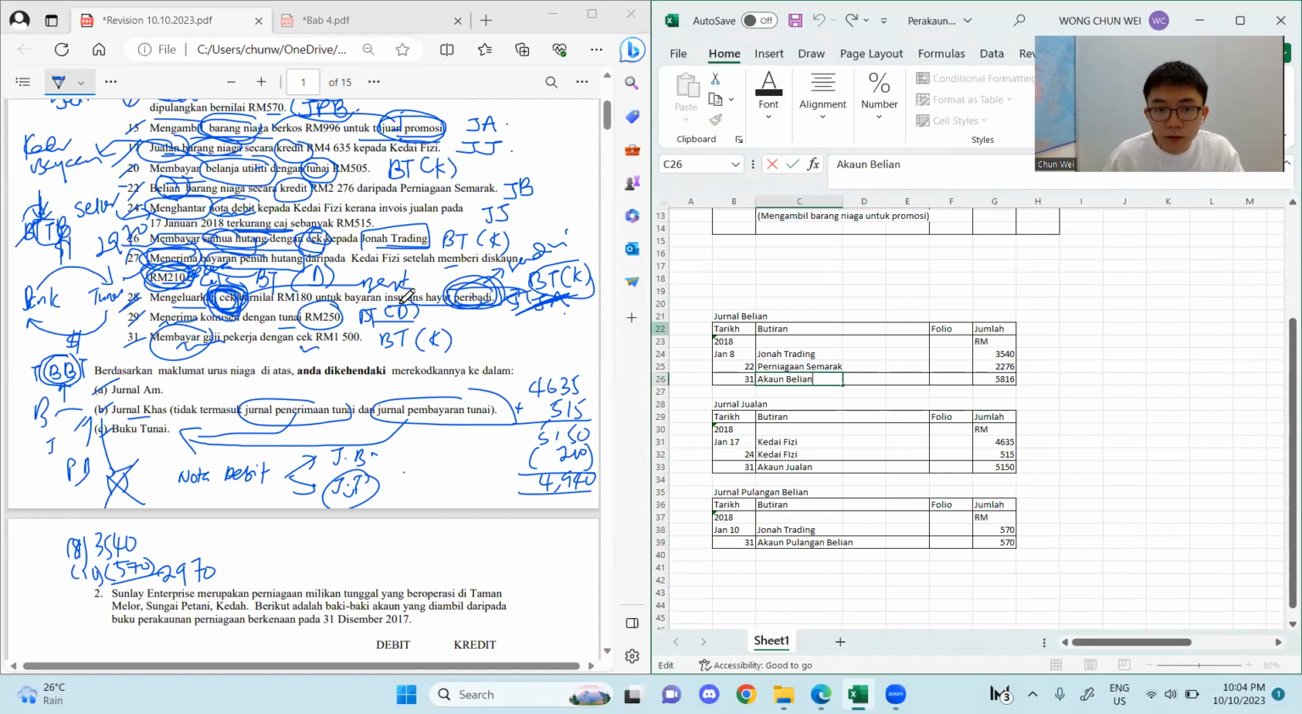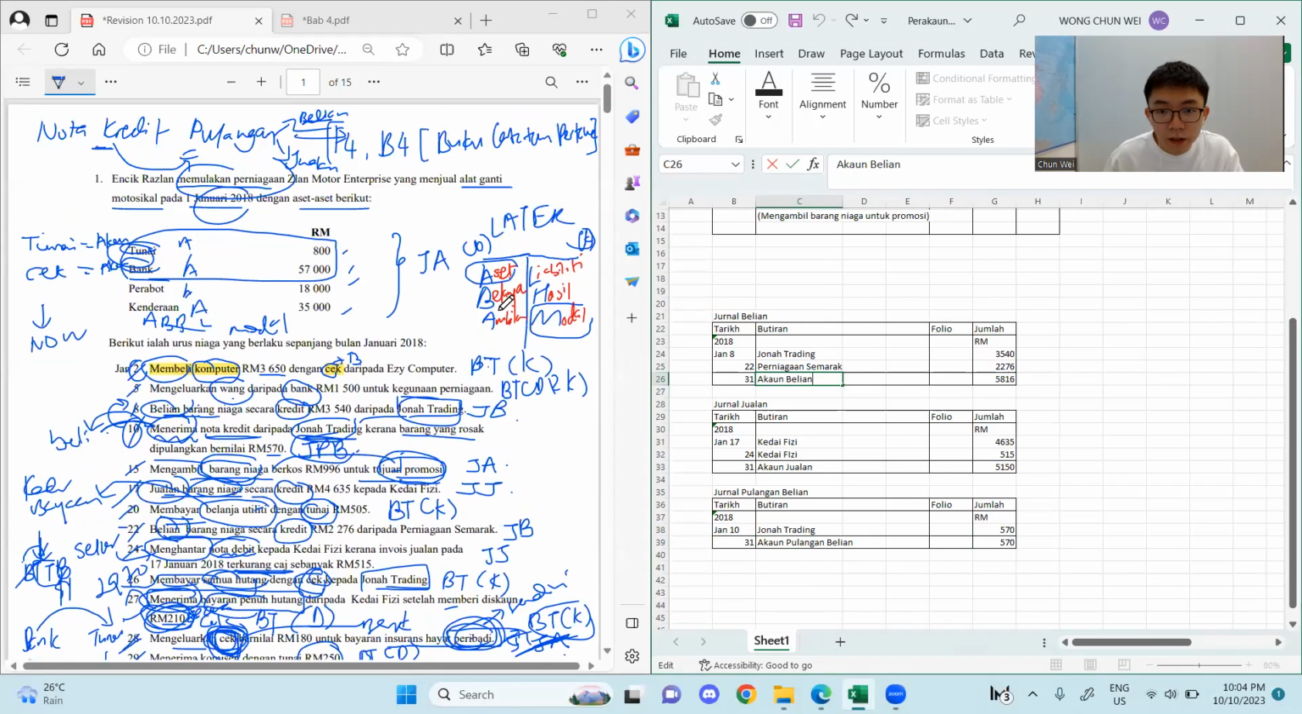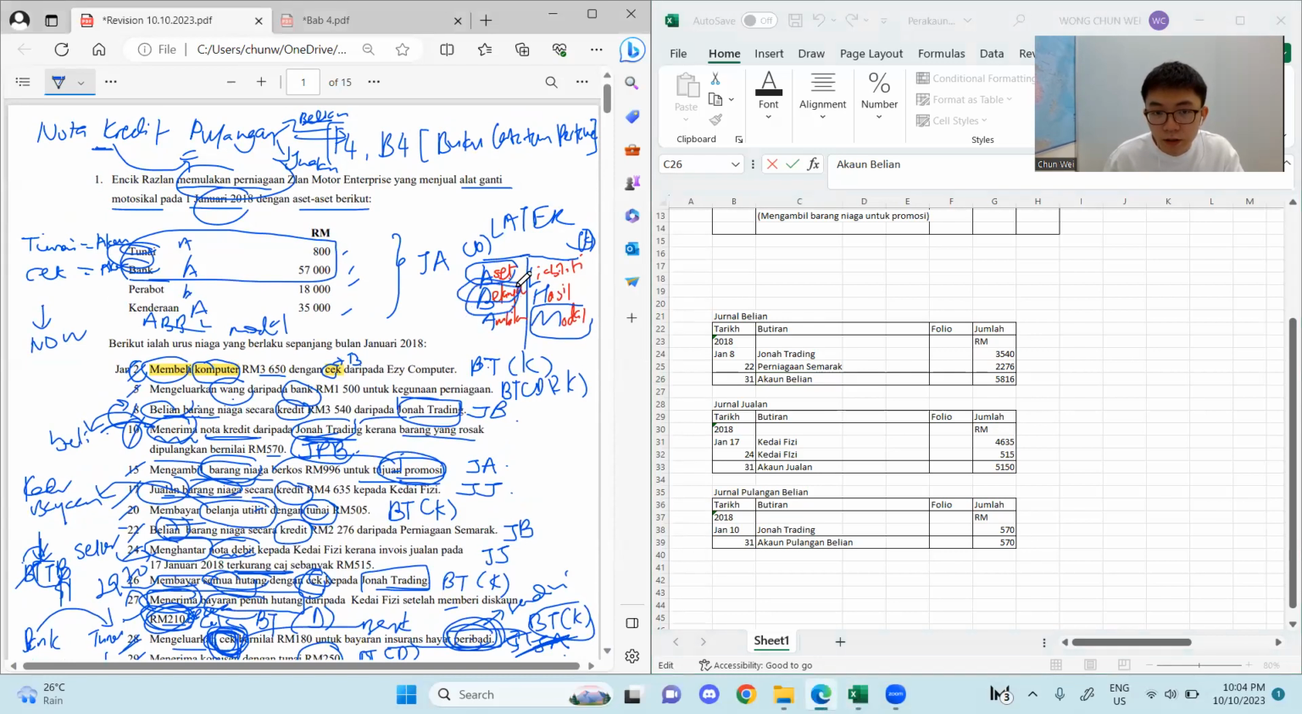But before that, okay? So this one, you go back to this. So the Belian is actually on the debit side, okay? So here, you around this side, you bracket and put a D here. Debit. All right, you just bracket and put the D here.